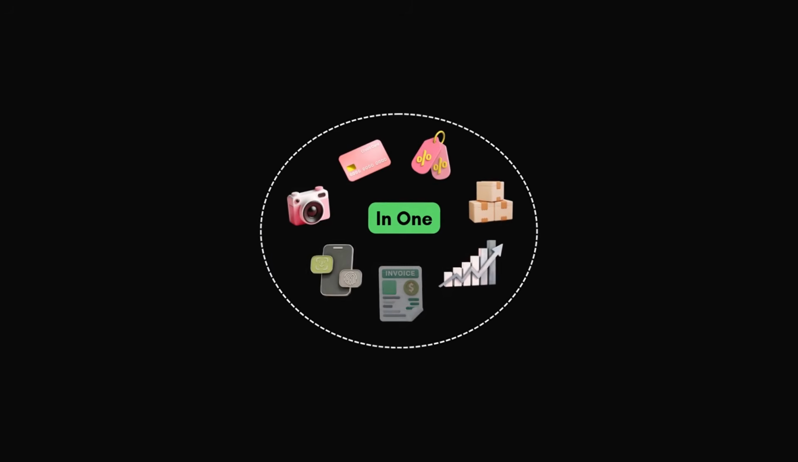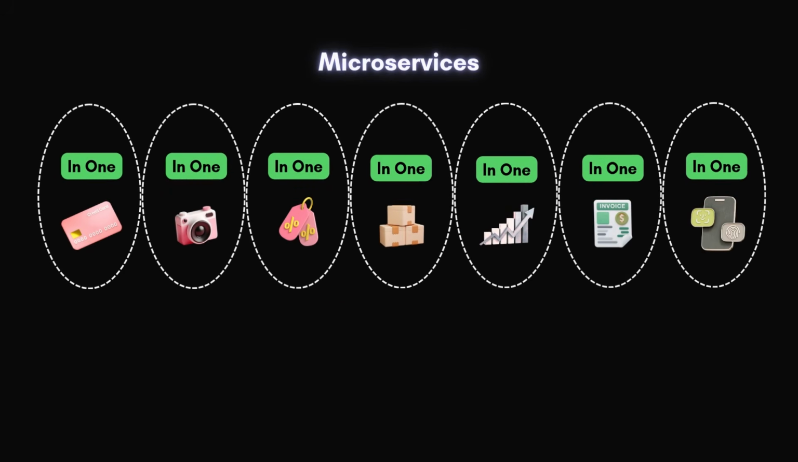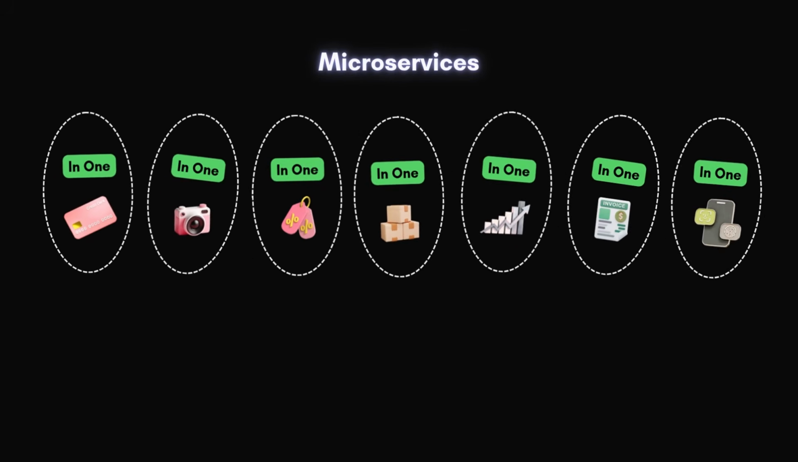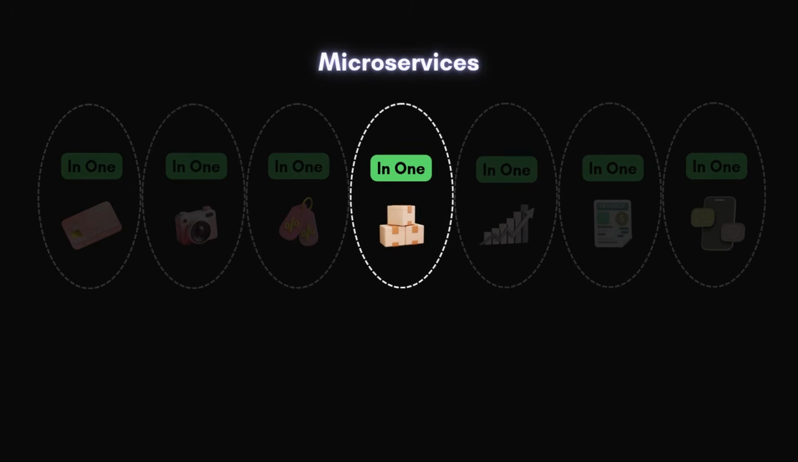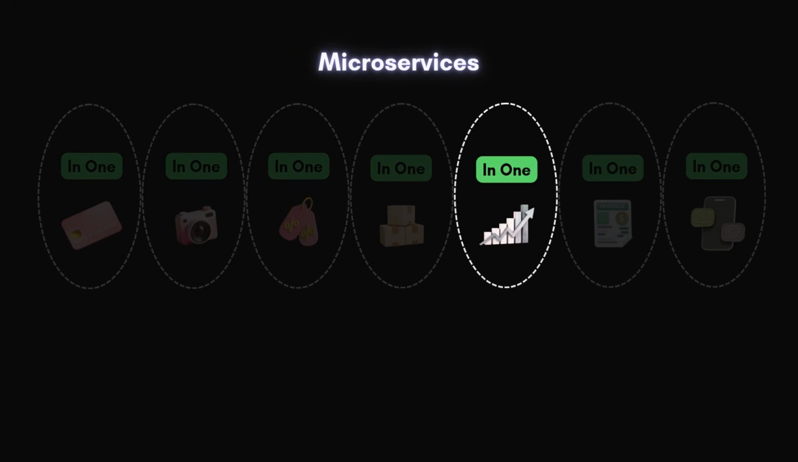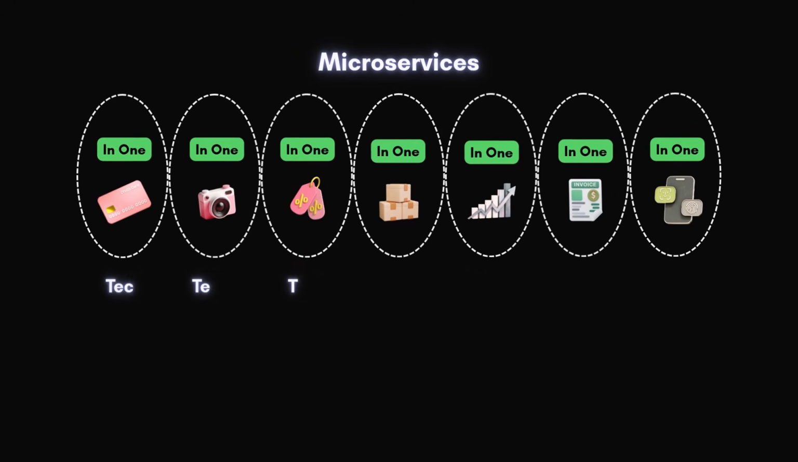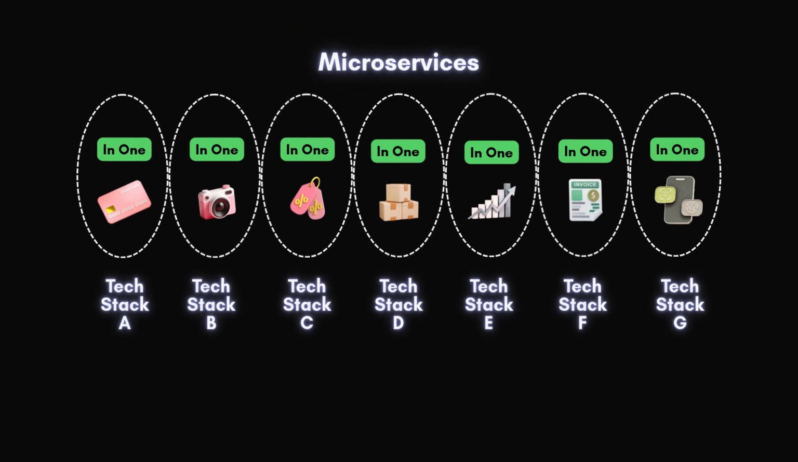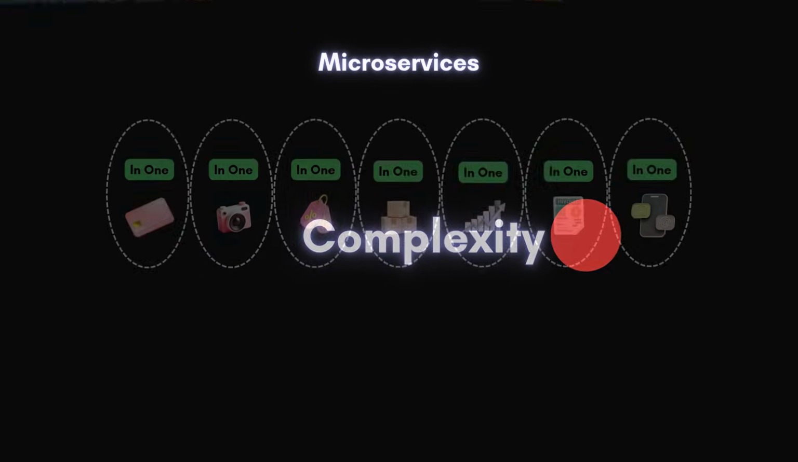Then we look at microservices. Instead of one giant application, we split the system into smaller, independent services. Payment becomes its own service. Inventory becomes another service. User authentication becomes another. Each service can scale independently, deploy independently, and even use different technologies if needed. Sounds amazing, right? But now complexity increases too.